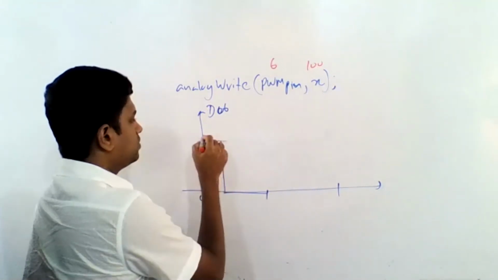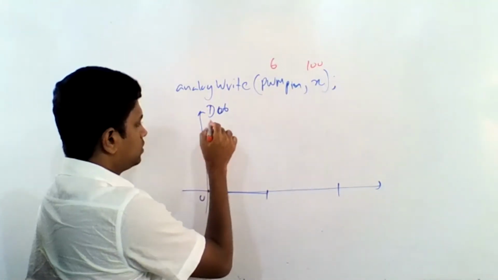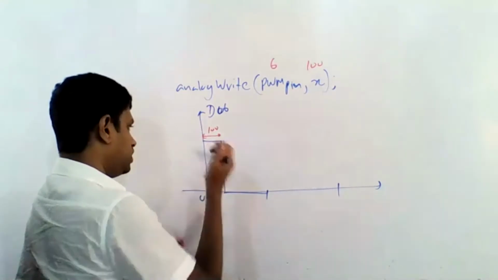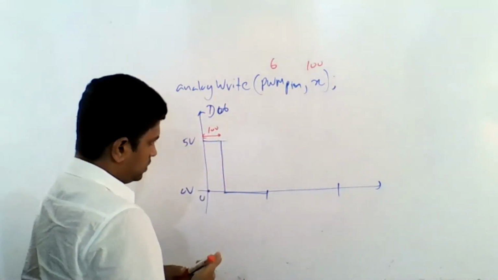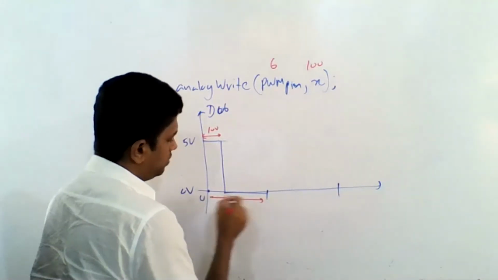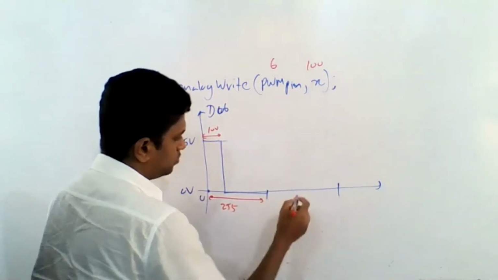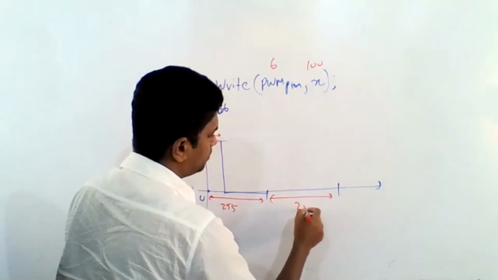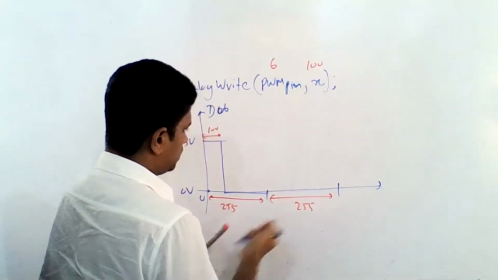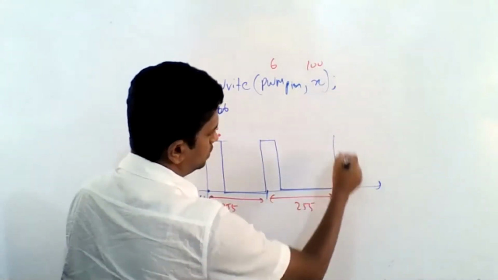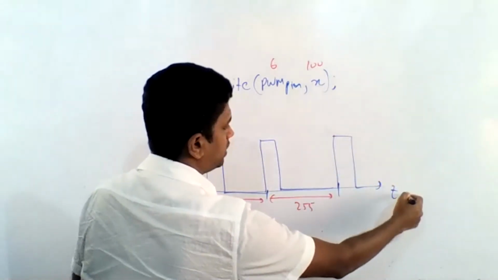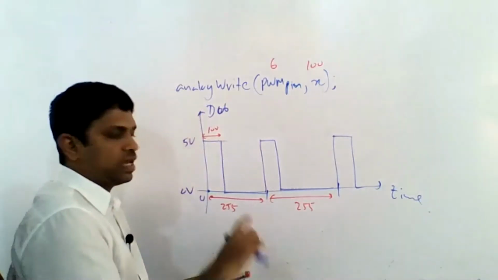100 of time is set to high volt. The total time is 255. Again, same thing. 100 of 255 of time. That's my timing. This is happening very fast.